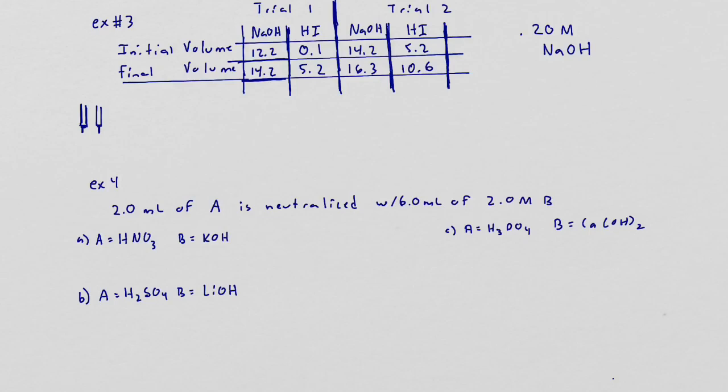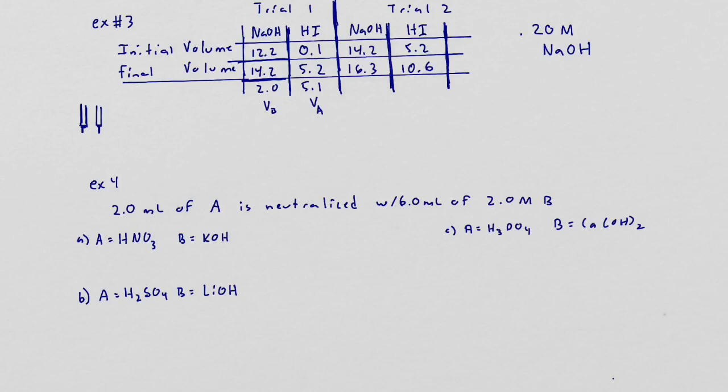So you might have to do subtraction. If you take the 12.2 and the 14.2, you'll find the volume of NaOH used was 2, and the volume of HI that was used was 5.1. I did that by subtraction, because the difference between those numbers is the actual volume. So this is the volume of base in my first trial, and this is the volume of my acid in my first trial. Then I could do the experiment over again to see if I'm right and average the molarities.